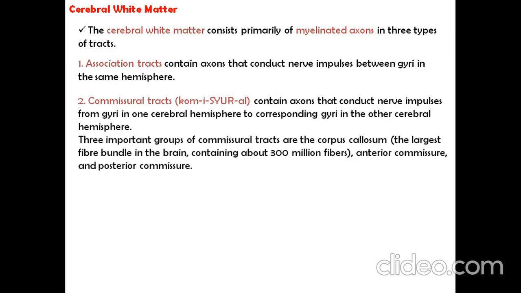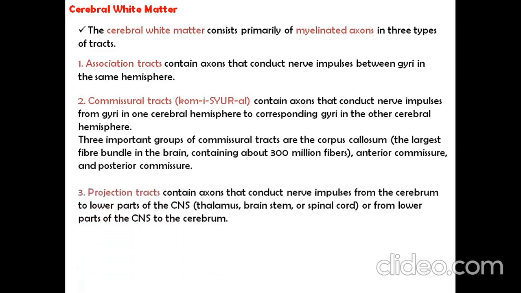Three important groups of commissural tracts are the corpus callosum, anterior commissure and the posterior commissure. Third is the projection tract, which contains axons that conduct nerve impulses from the cerebrum to the lower part of the central nervous system, or from the lower part of the central nervous system to the cerebrum.